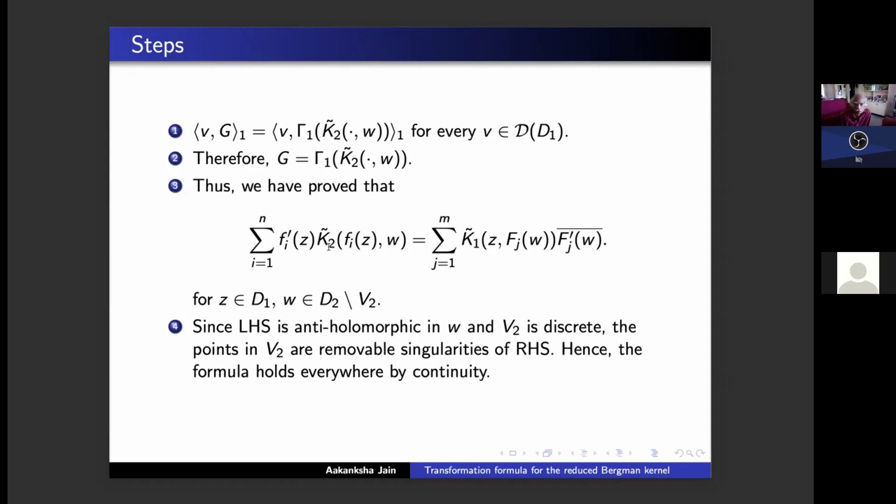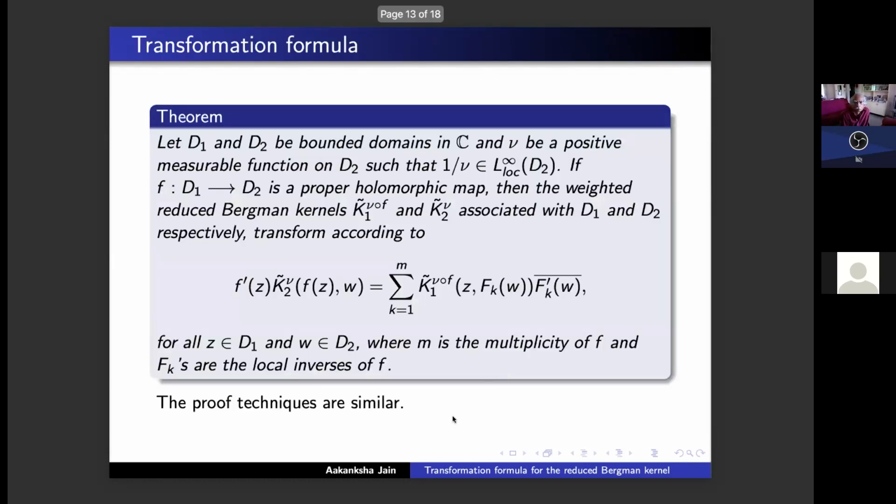But observe that the left hand side is anti-holomorphic in W, and V2 is a discrete subset. So all the points in V2 are in fact removable singularities for the right hand side. So this formula holds everywhere by a continuity argument. So this completes the sketch of the proof of the transformation formula.